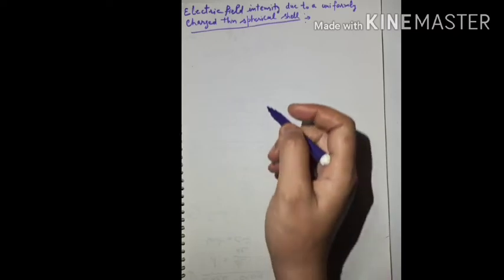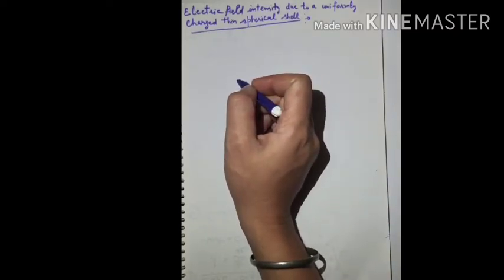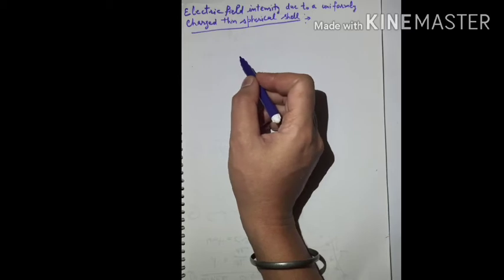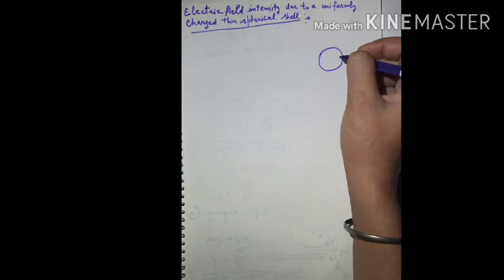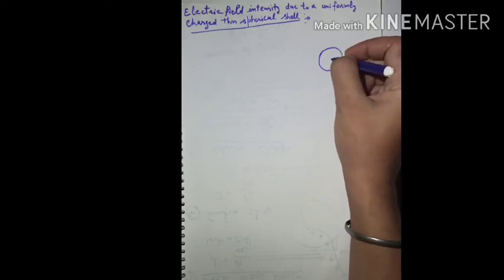Hello everyone, the topic is electric field intensity due to a uniformly charged thin spherical shell. This is the application of Gauss theorem. R is the radius of the thin spherical shell with the center O.